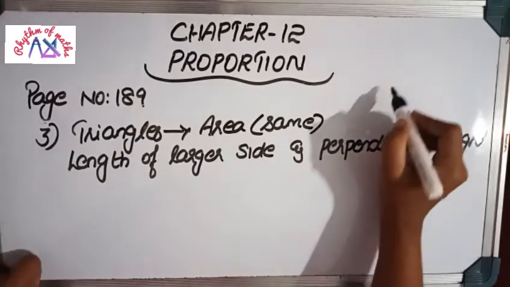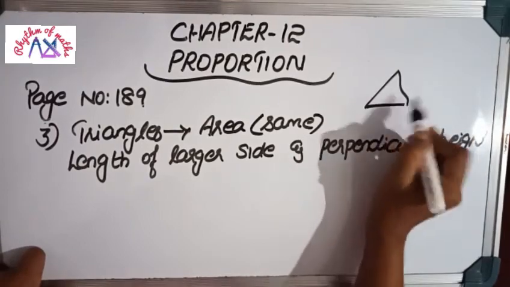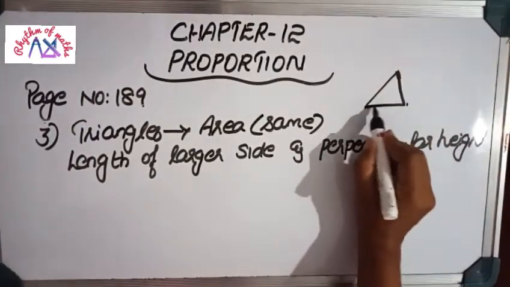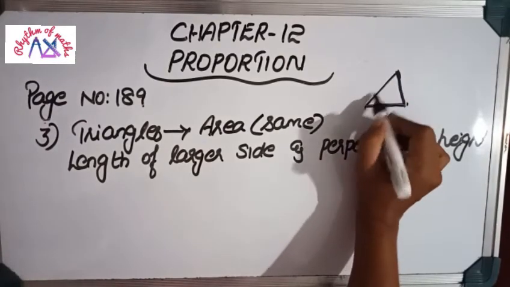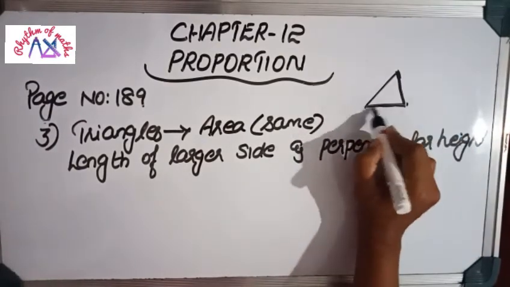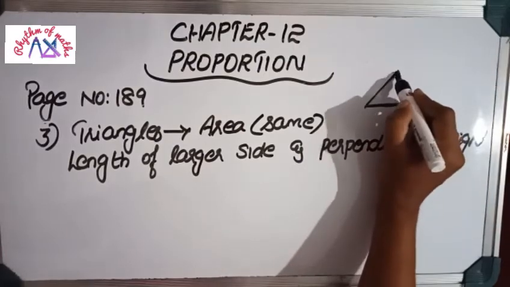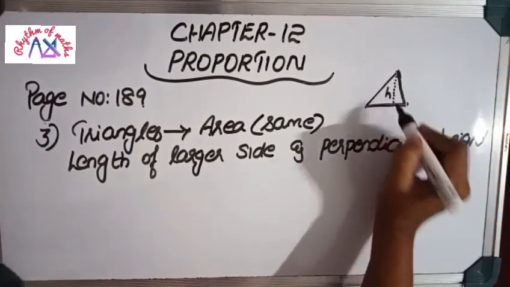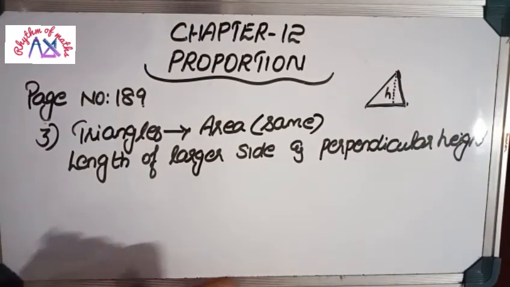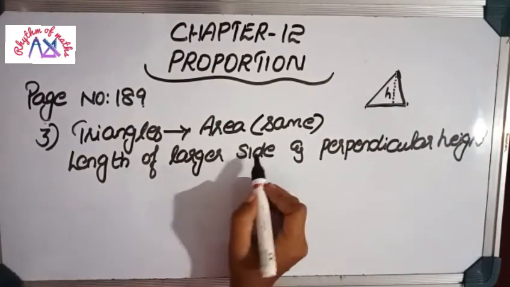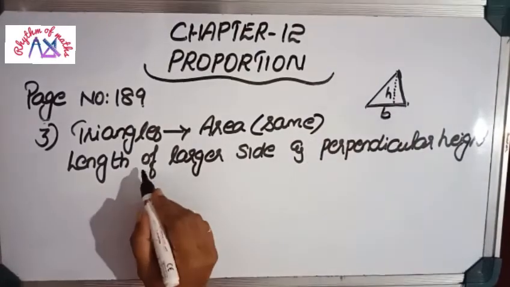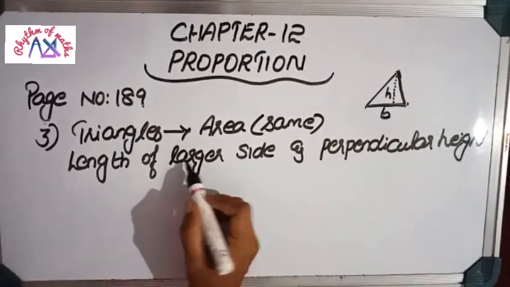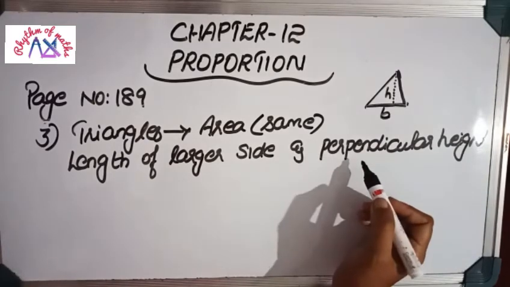So here triangles means it can be of any shape. Okay, triangle. Largest side means it can be base or this side. Perpendicular height, if we consider this side as the largest side, from the opposite vertex to this side, this will be height perpendicular. Okay, so here let's consider length of larger side as base, and relation between length of larger side and perpendicular height. So these two we have to consider as x and y.